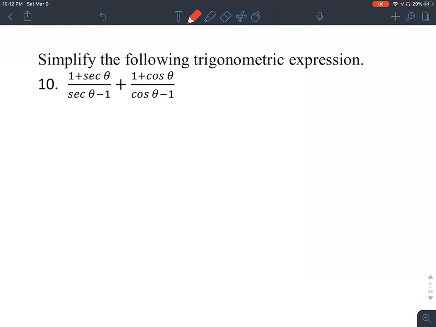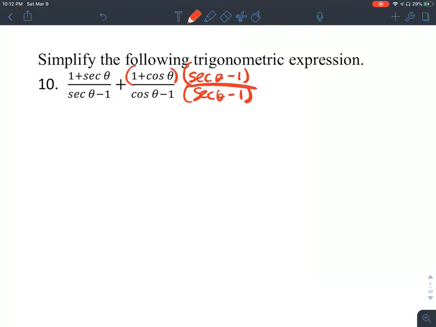I'm going to start by getting common denominators. I'm not going to change things in terms of sine and cosine for this one, at least not here at the beginning. So to do that, this denominator and this denominator have nothing in common. You see the minus 1s? Things that are being minused aren't the denominator. This is all one thing. This is all one thing. So we need a secant of theta minus 1 over here.